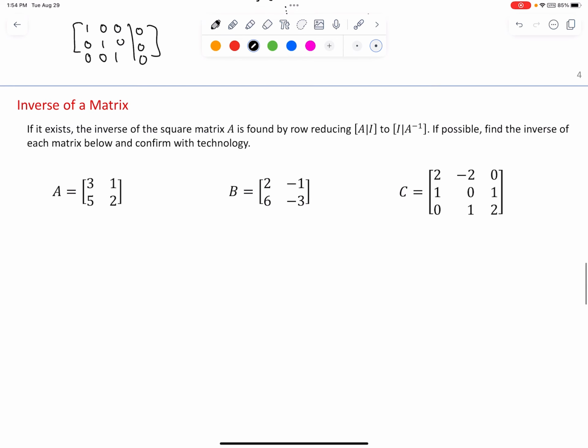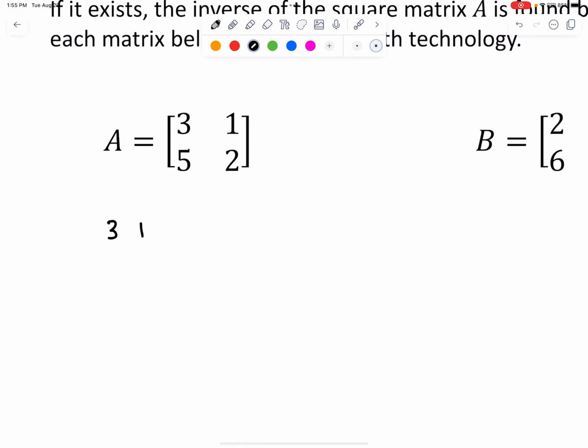All right, so on this page, if it exists, the inverse of the square matrix A is found by row reducing an augmented matrix. This is A put next to the same size identity matrix. You row reduce it until you get the identity matrix on the left, so right there, and then whatever happens to the right side of this augmented matrix will reveal what the inverse matrix is. So let's do this for our first matrix A here. You begin by writing 3, 1, 5, 2, do a vertical line, and augment it with the same size identity matrix.